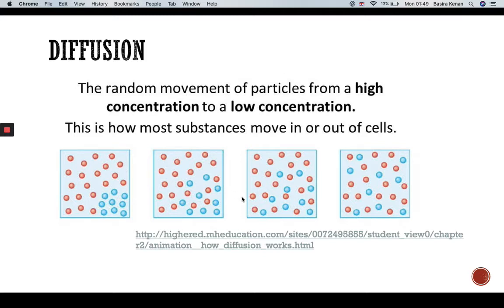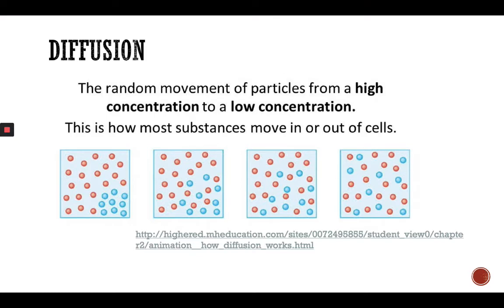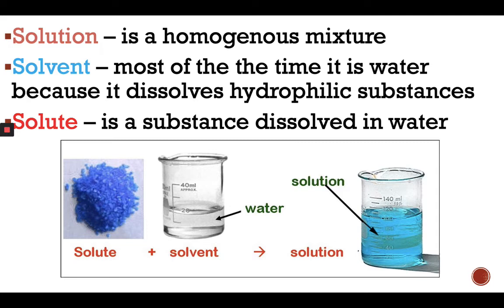So here we have certain parts where we can say what is diffusion: solution, solvent, and solute. Before going on to the next slide, you have to know what is solution, solvent, and solute. Solution is a homogeneous mixture. Solvent is most of the time water because it dissolves hydrophilic substances. Hydrophilic substances means that they love water and they're dissolved in water. Solute is a substance dissolved in water. So solute plus solvent, and we get the solution. Remember these keywords.